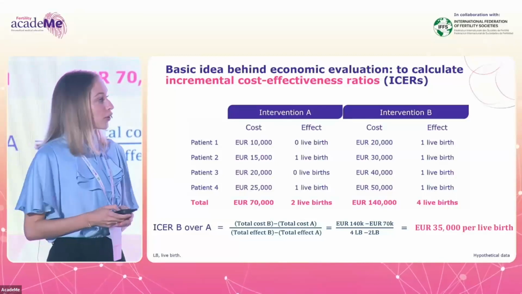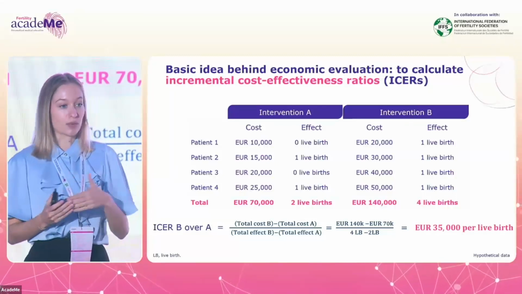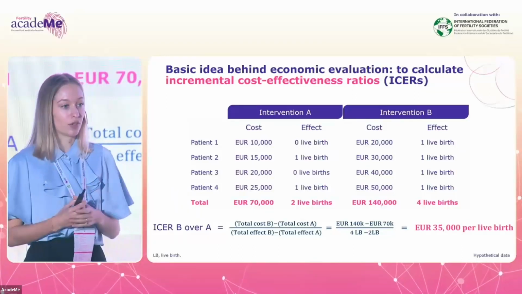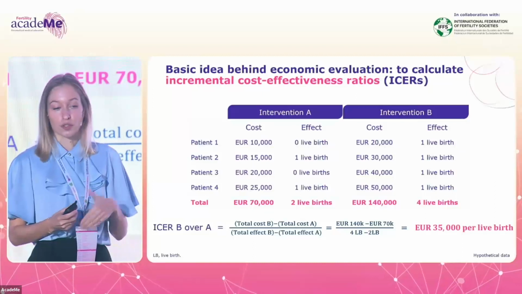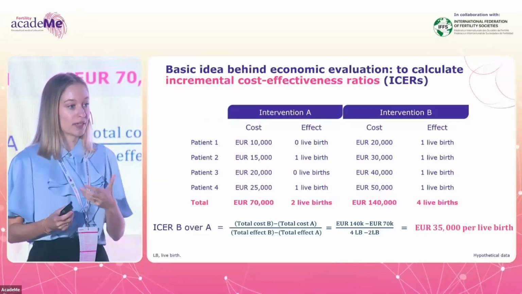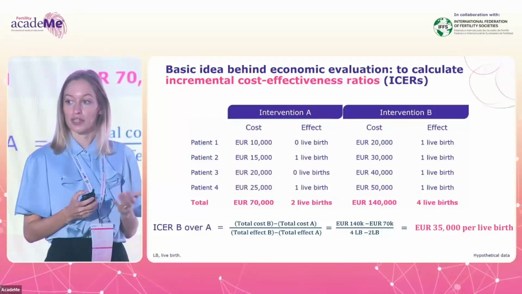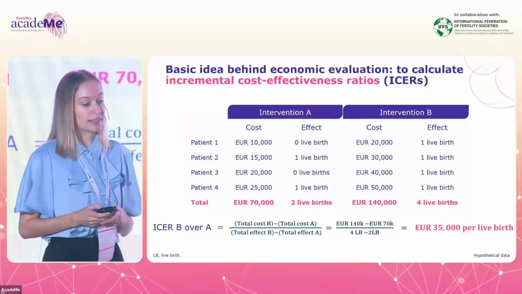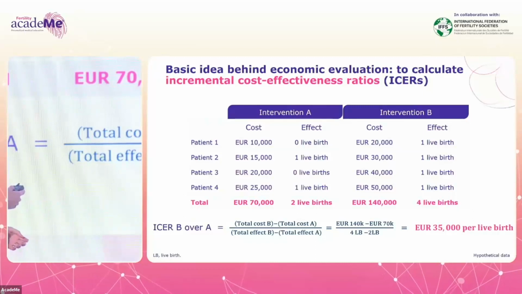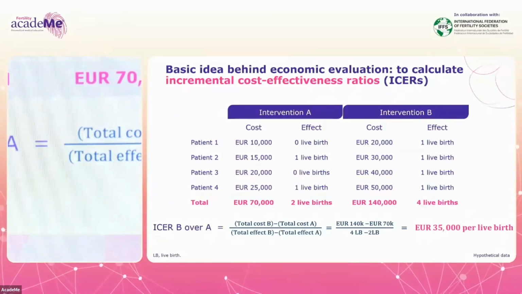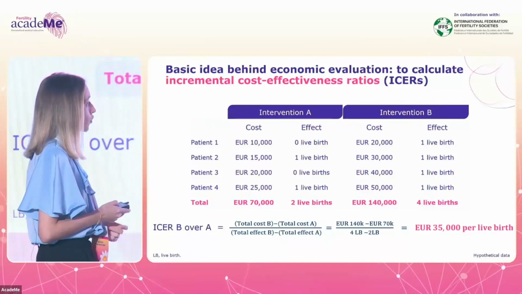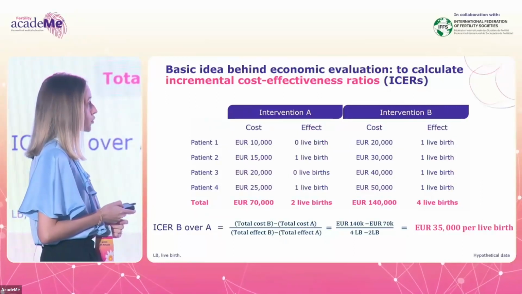Let's say that you are comparing intervention B with intervention A. Intervention A is standard care, and you have a new intervention B, and you want to know whether this new intervention is cost-effective compared to standard care or not. The first thing you do is calculate a total cost for both interventions. For intervention A, the total cost is 70,000 euros, and for intervention B, the total cost is 140,000 euros.